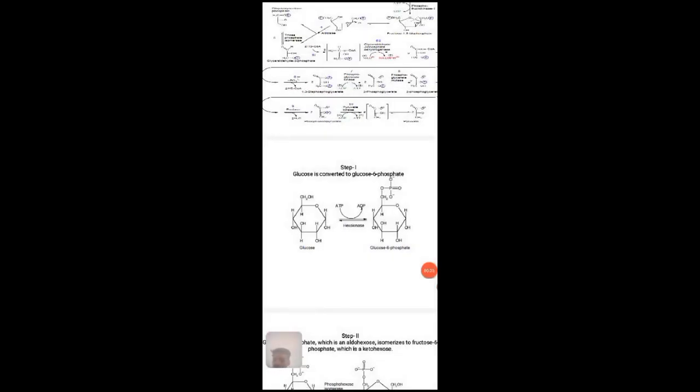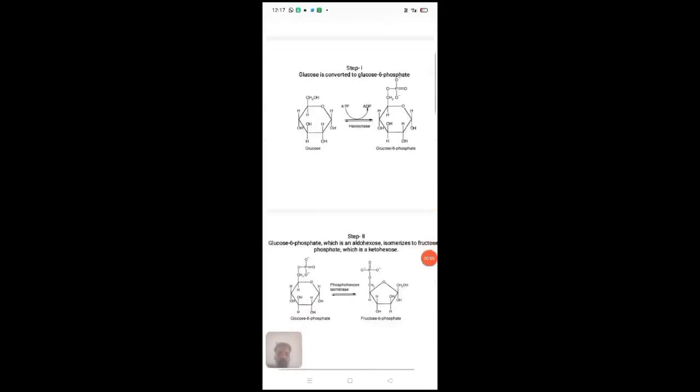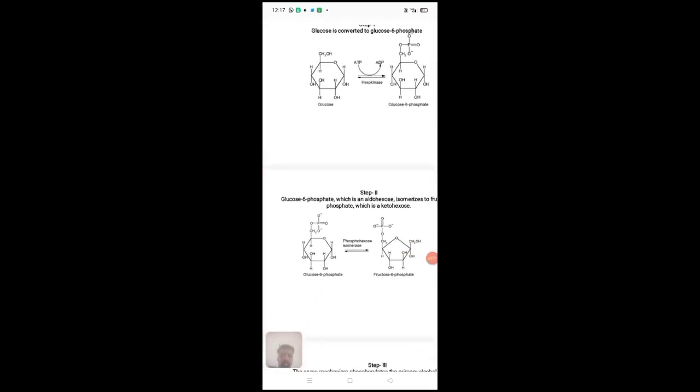Step 1, the phosphorylation. Glucose is converted into glucose 6-phosphate via hexokinase. This is an irreversible reaction in the presence of ATP molecules and the activator Mg++. And the second step, the isomerization. Glucose 6-phosphate is converted into the isomeric form fructose 6-phosphate in the presence of the enzyme phosphoglucose isomerase.